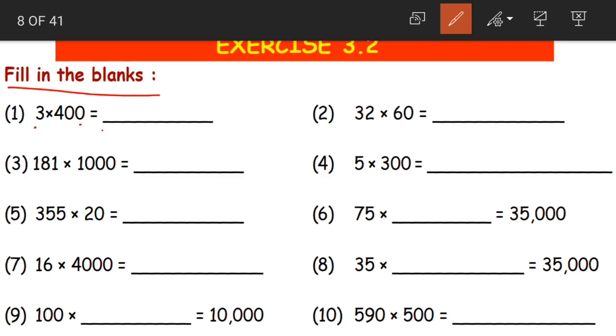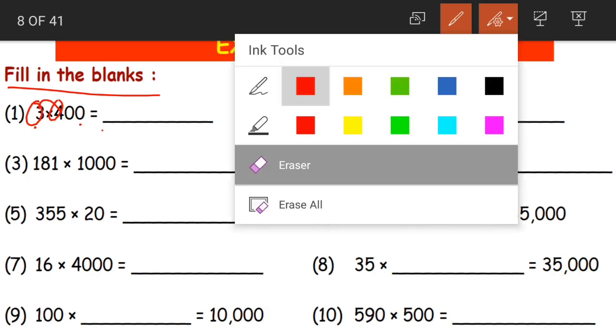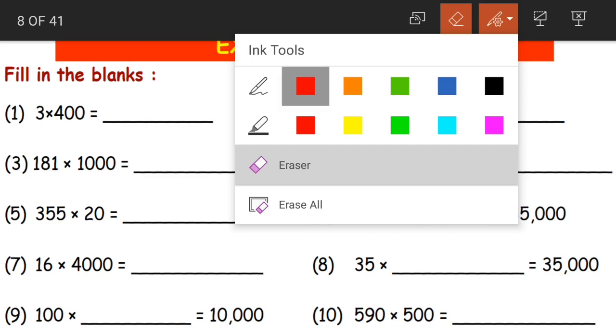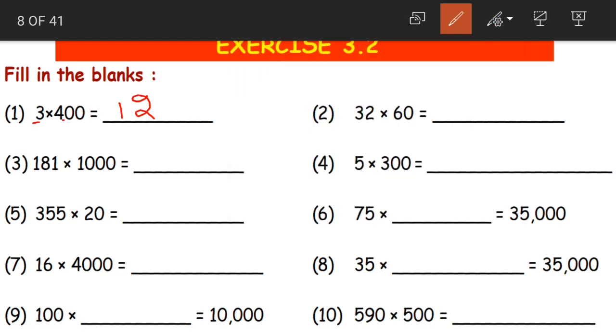First one, 3 into 400. Multiply the non-zero numbers, means the numbers that are not zeros. 3 fours are 12, and here after 4 we are having 2 zeros, so placing 2 zeros. Now 32 into 60. 6 twos are 12, 1 carried, 6 threes are 18 plus 1, 19. Yes children, we are having 1 zero, so placing 1 zero here.